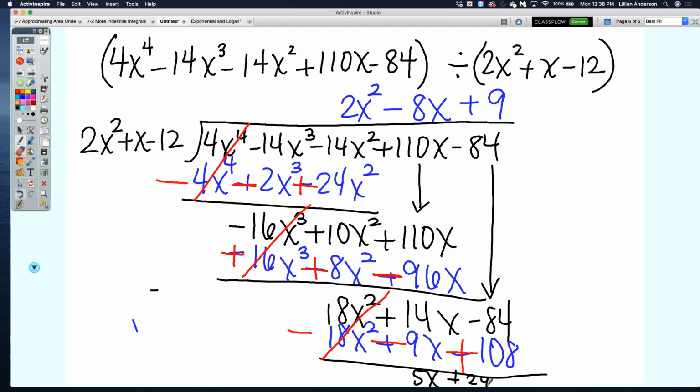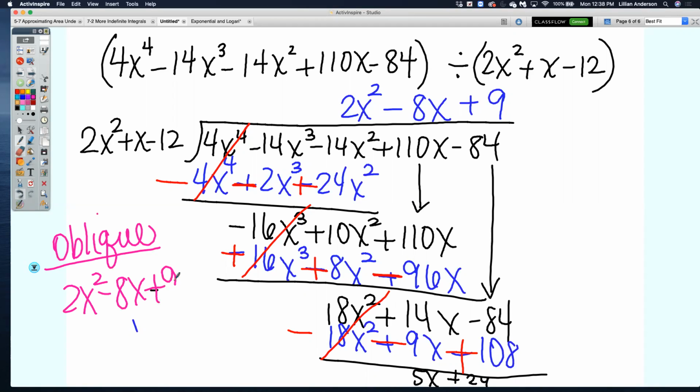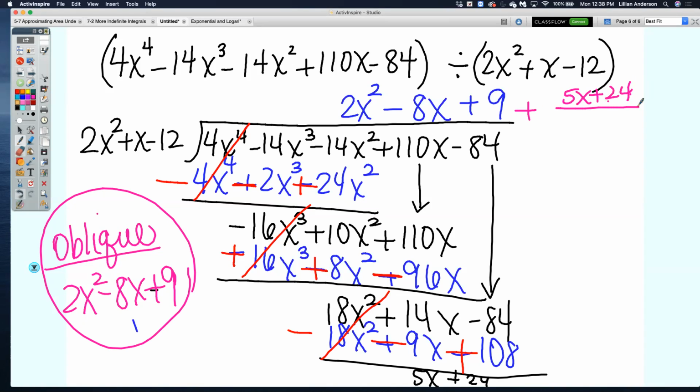So if this was asking for my oblique asymptote, it is just the quotient. So it would just be that 2x squared minus 8x plus 9. That's what it would be. If you were asked to divide the whole thing, your final answer would be 5x plus 24 all over your divisor. Questions?